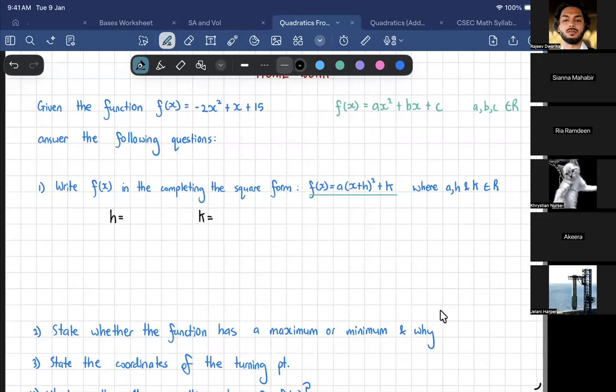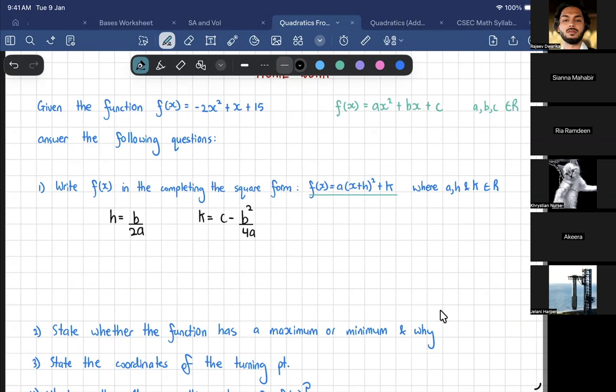Yes, sir. The formula for h is negative b over 2a. Perfect. What's the formula for k? It's c minus b squared over 4a. Oh, my bad, yeah, c minus b squared over 4a.